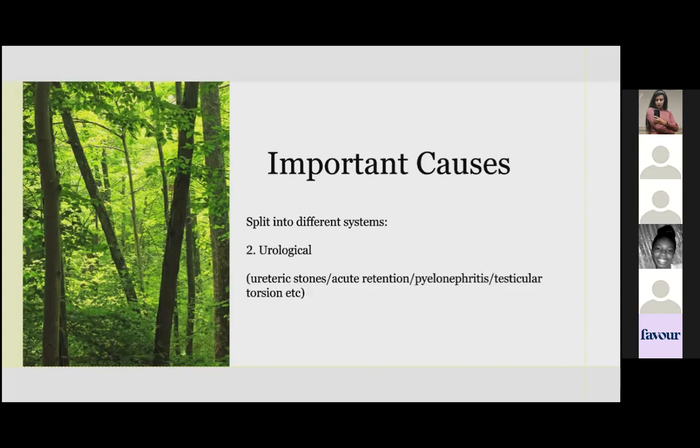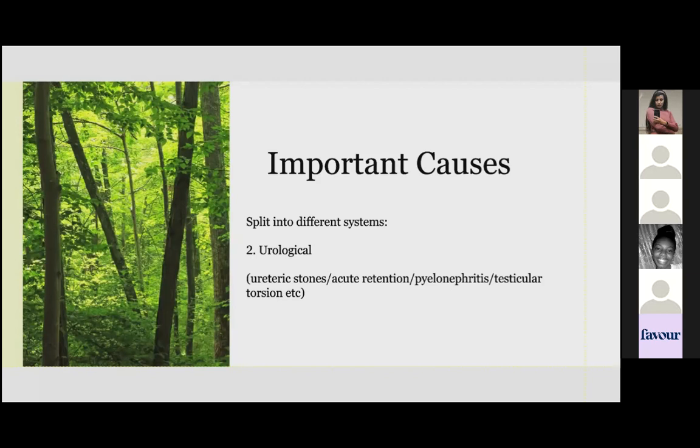The second system to think about is urological. So the pain could be due to ureteric stones. Note that I say ureteric stones rather than kidney stones, because kidney stones are stones within the kidney, as the name suggests, and these don't cause pain and don't cause a problem unless they drop down into the ureter. Ureteric stones are a problem because they potentially cause obstruction of the urinary tract, and they cause pain because of the peristalsis of the ureter.